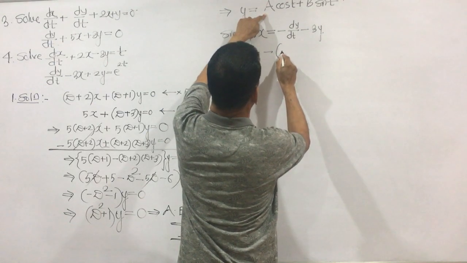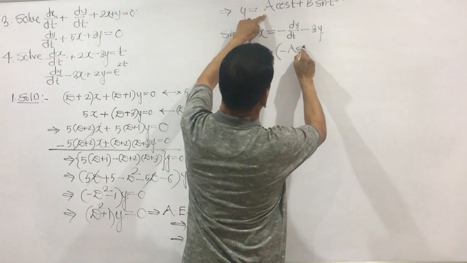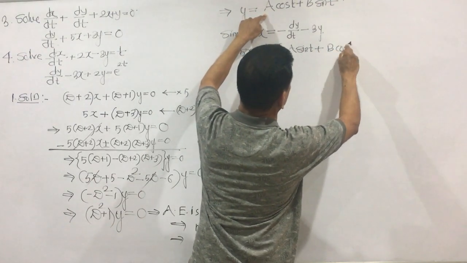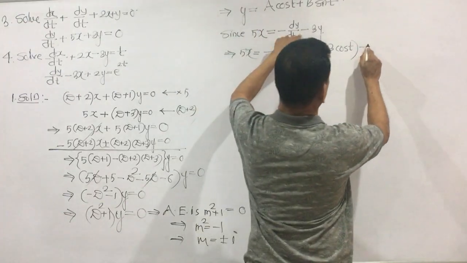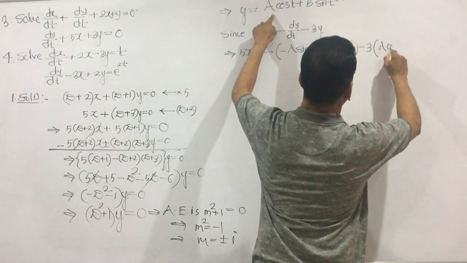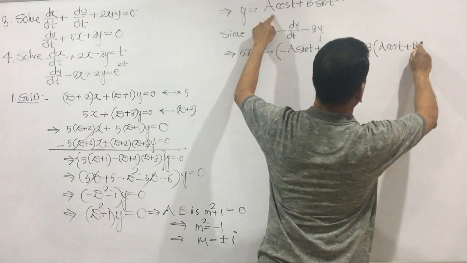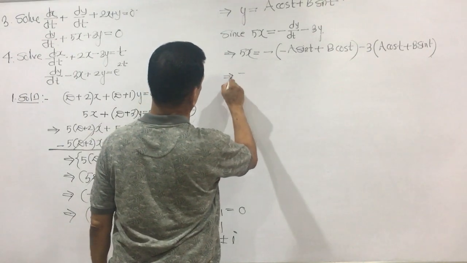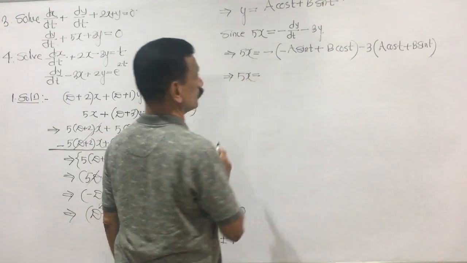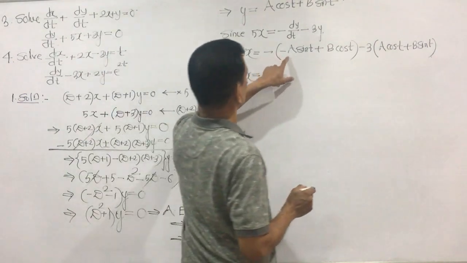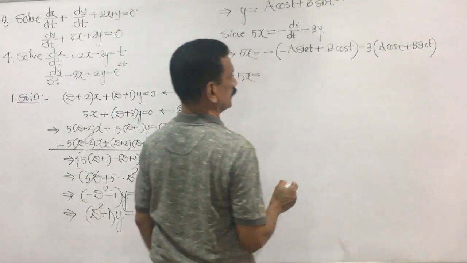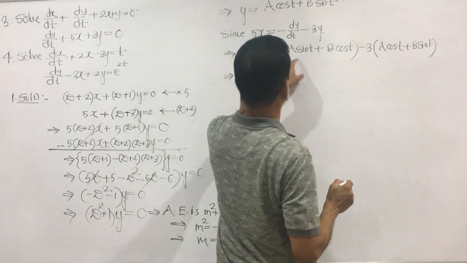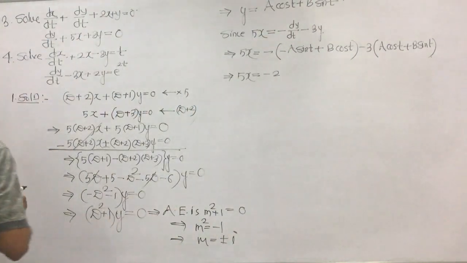So what is this? It is minus a sin t plus what is this? b cos t minus 3y I put, which is a cos t plus b sin t. So this implies 5x is equal to, see here what you get, my dear friends, minus minus plus a, and this is minus 3a plus a minus 3a means minus a, I am sorry my dear friends, a and b is there.